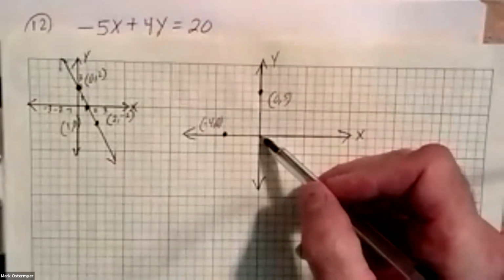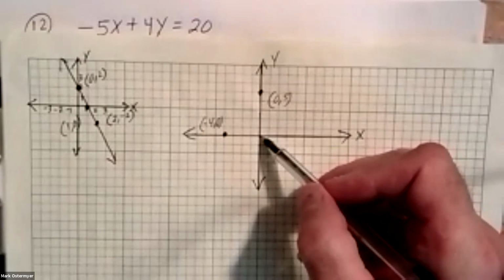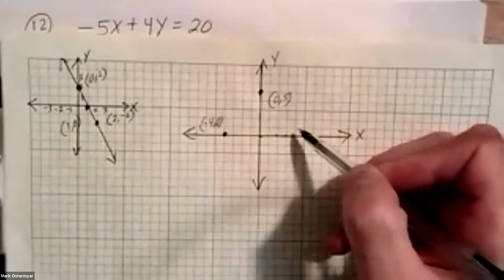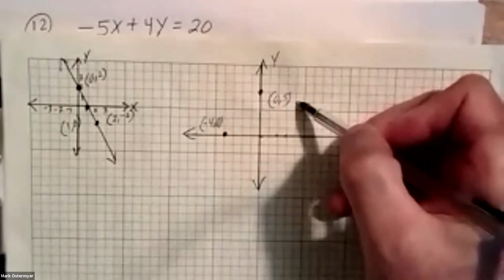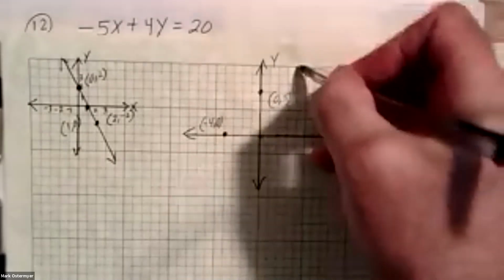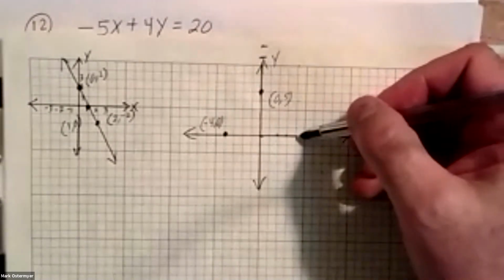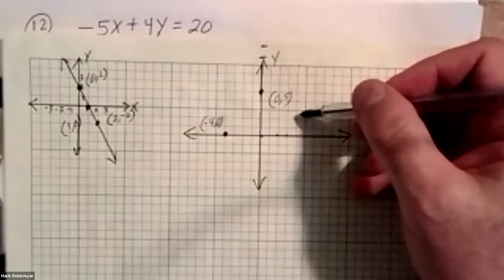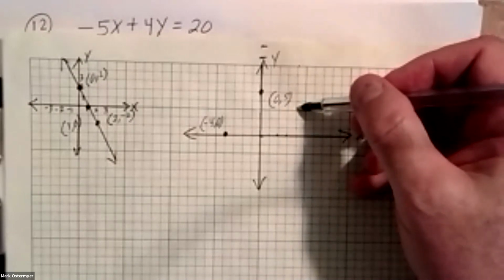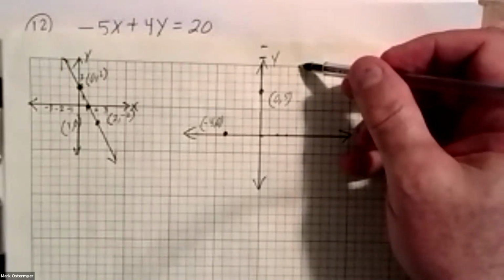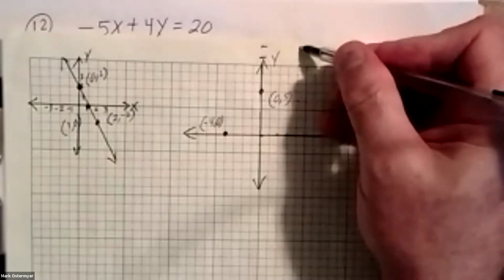Start at the origin, and how do I move? 4 to the right. 1, 2, 3, 4, and then up 10. 1, 2, 3, 4, 5, 6, 7, 8, 9, 10. I'll put the point right up here.